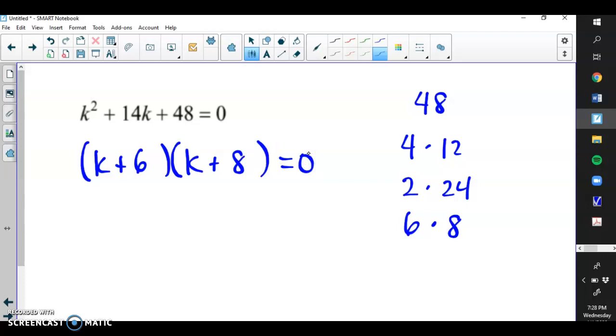Now for the second part, we need to solve. What will make each of these parentheses equal 0? The first one, k equals negative 6, and for the second one, k equals negative 8. These are our two solutions.